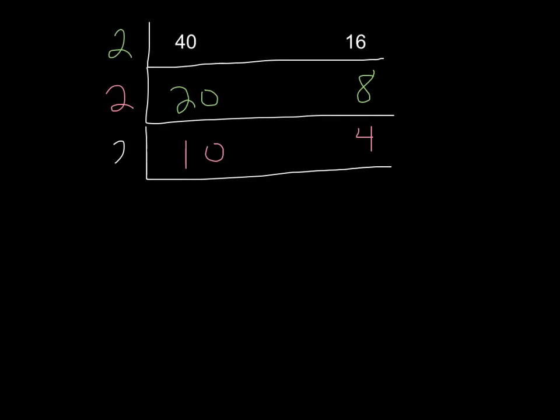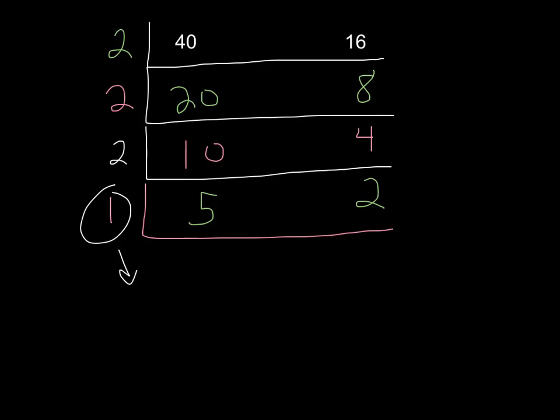So I have my 2 here. 2 goes into 10 5 times. 2 goes into 4 2 times. The only number that goes into 5 and 2 is 1. What does the 1 tell me? I am done.